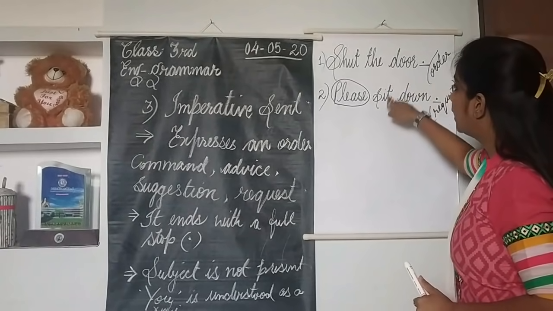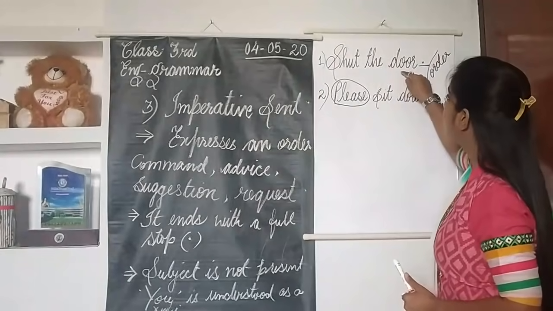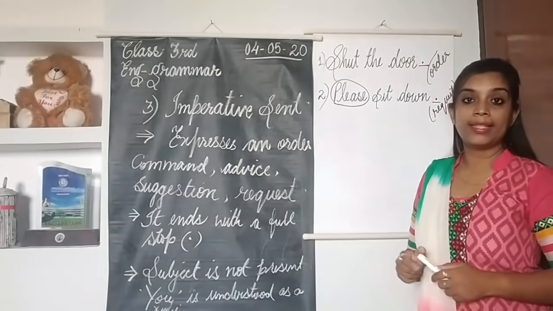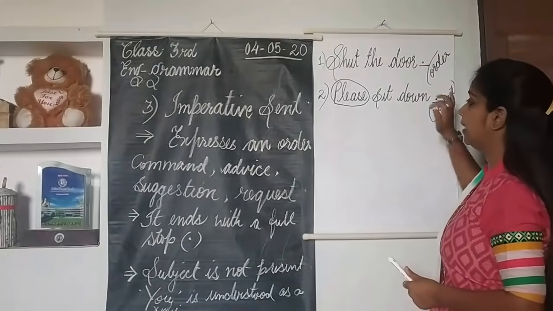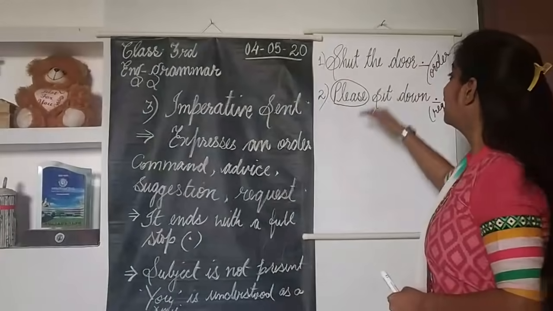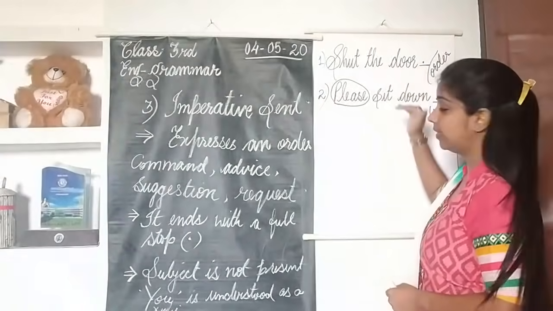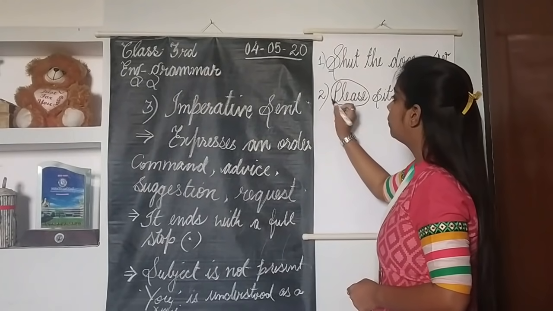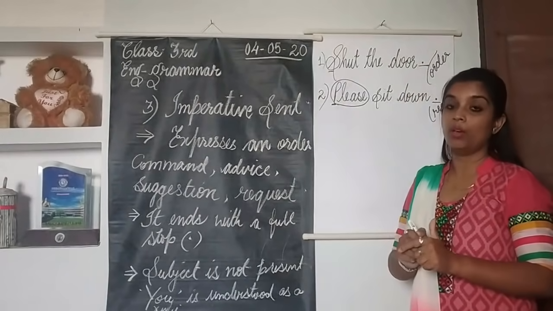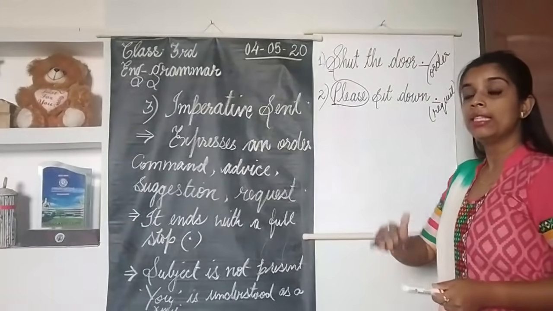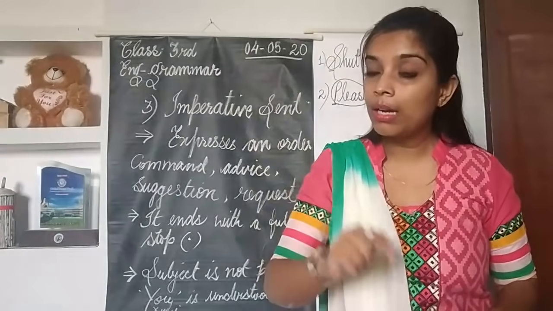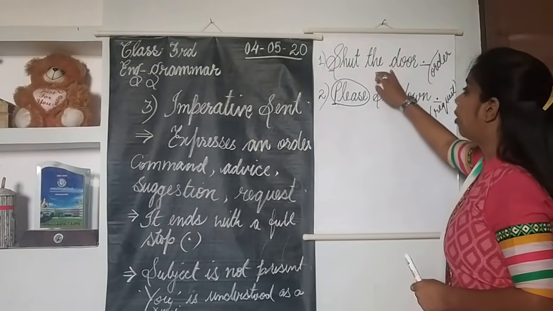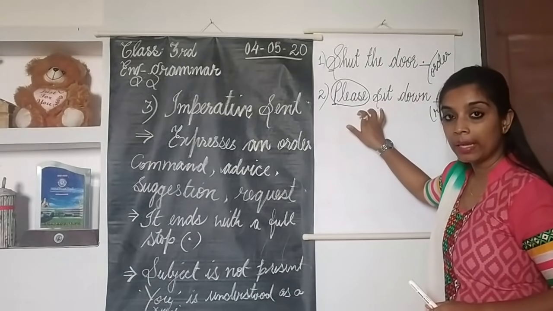So in these two sentences, children, the very first sentence is expressing an order and the second sentence is expressing a request. So these two sentences are imperative sentences. Since they are sentences, they will always begin with a capital letter. All kinds of sentences always begin with a capital letter. Keep this in your mind. Some may end with a full stop, some with a question mark, some with an exclamation mark also.